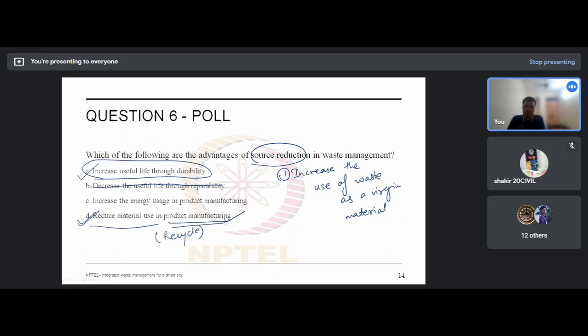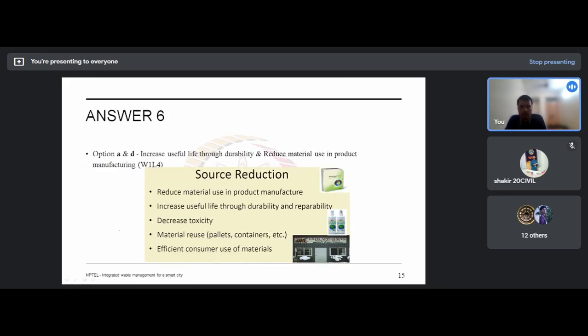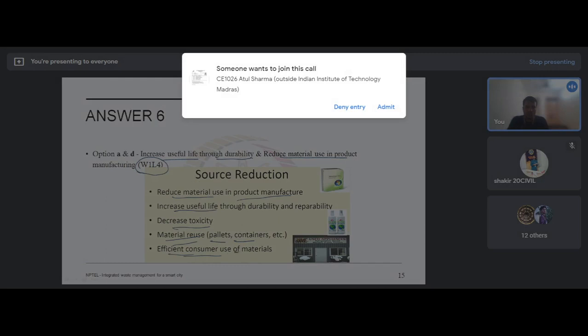We don't want to increase the energy usage, so C is also wrong. So A and D are correct. This was a multi-correct question. We want to increase the useful life through durability and reduce the material used in product manufacturing. Students can refer to week 1 lecture 4. So: reduce material use in product manufacture, increase the useful life, reduce the toxicity, try to reuse materials such as pellets and containers. Even packaging material is recycled nowadays, and aluminum cans are used again and again. Then we have efficient consumer use of materials.